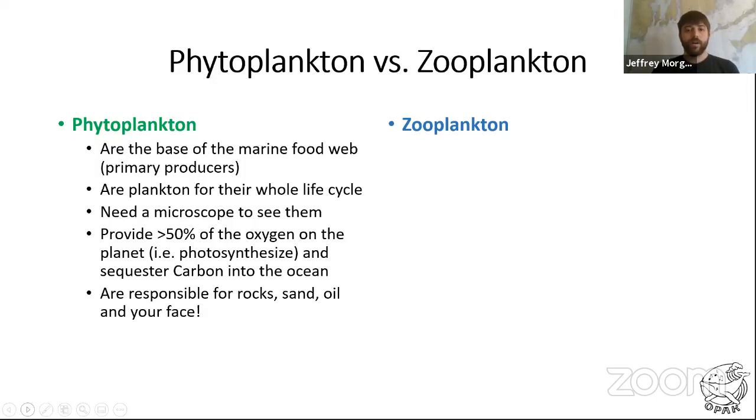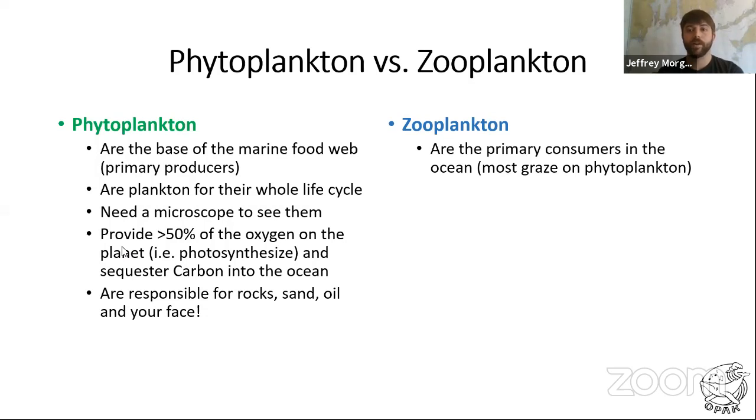And if you are providing oxygen, you are sequestering carbon. So they are photosynthesizers. And they are responsible for rocks, sand, oil, and your face. And I say your face because some of the first organisms on our planet were these photosynthetic bacteria, phytoplankton. Oil, we all know that we need fossil fuels, and we're going to learn a little bit about how plankton makes it to the sea floor and how it gets sequestered down there and under a lot of pressure turns into our fossil fuels. And then sand and rocks, we're going to learn a little bit more too, but most plankton have elements that contribute to those.